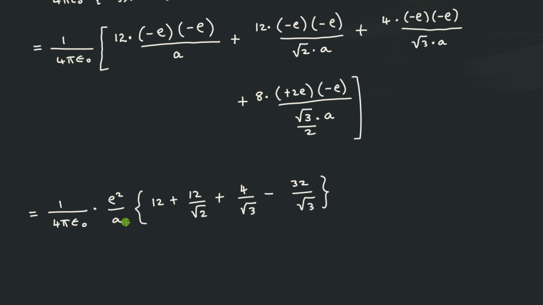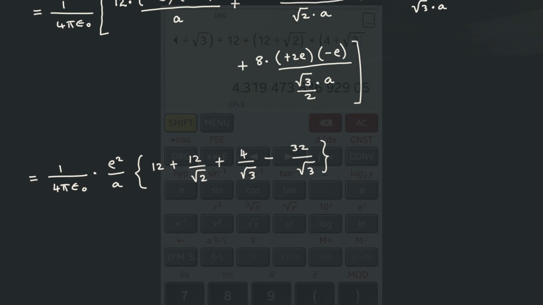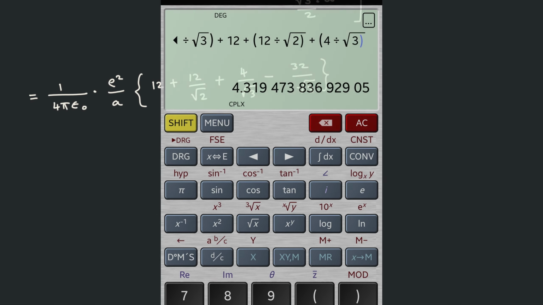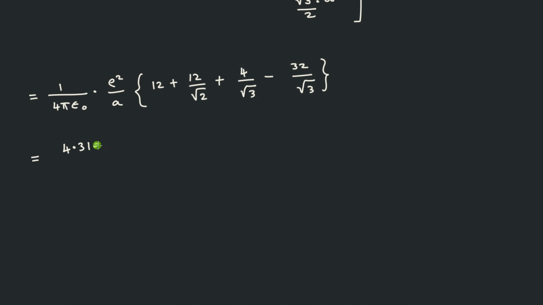If you take e square by a common, you are left with this kind of numbers. Some positive numbers are there, some negative number is there. This can be simplified using a calculator. So let me take a calculator and simplify how much this comes. So I am getting this as 4.319. So I'll write this as 4.319. 4.319 is the number for all these things. So it happens to be a plus value here.